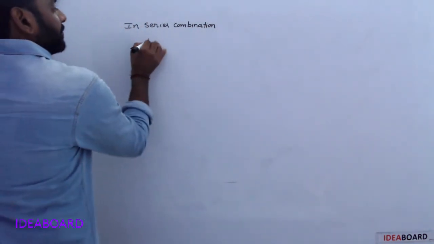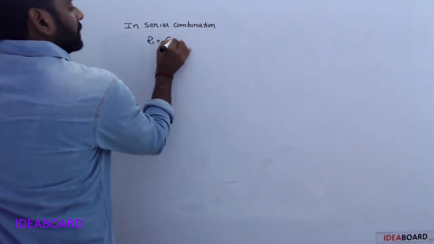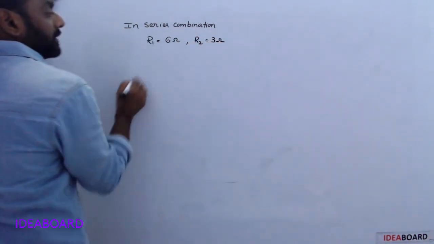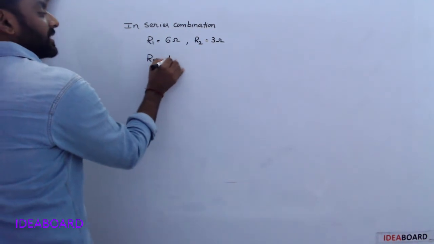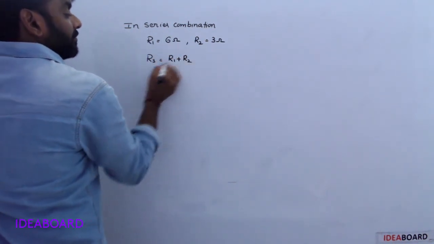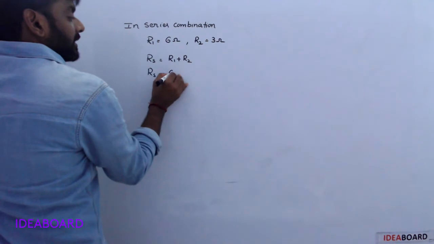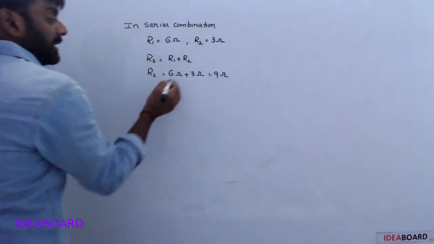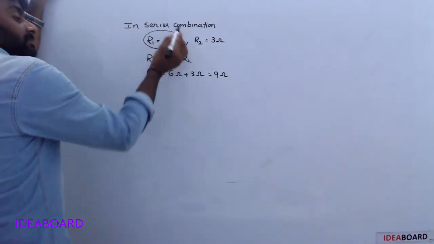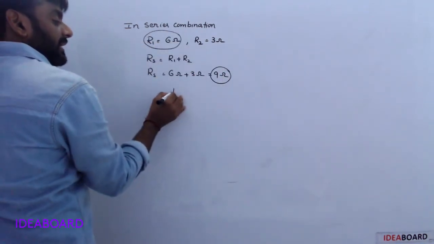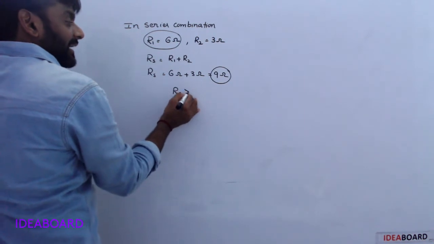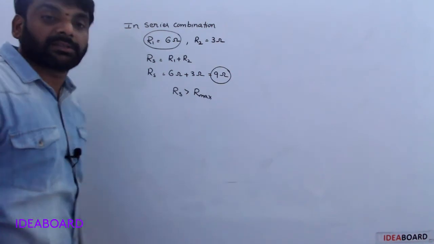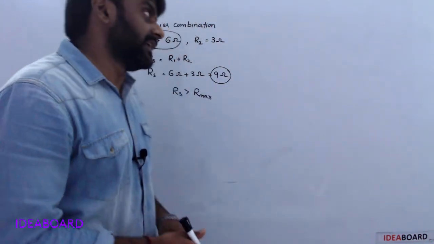For example, R1 equal to 6 ohms, R2 equal to 3 ohms. In series combination, R1 plus R2 is 6 ohms plus 3 ohms, equal to 9 ohms. See, the maximum here is 6 and the resultant is 9. That means the resultant is always greater than the maximum value among the given resistors.